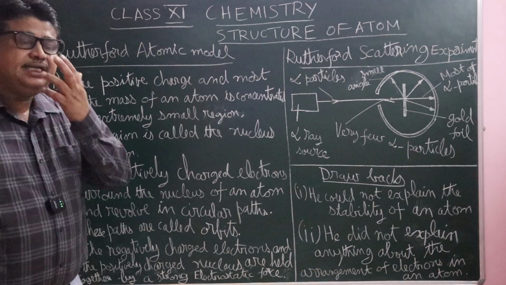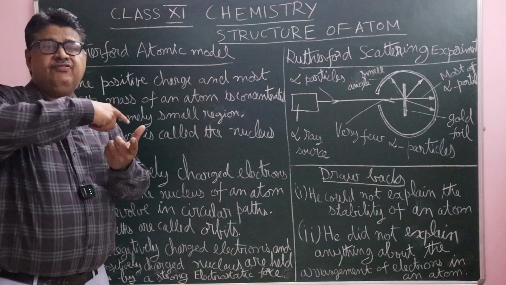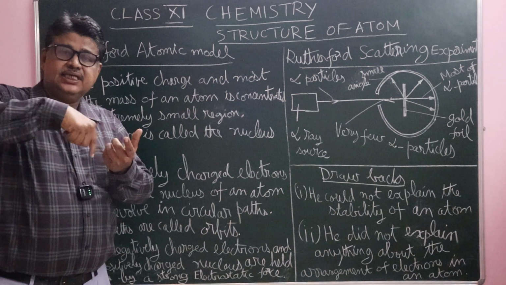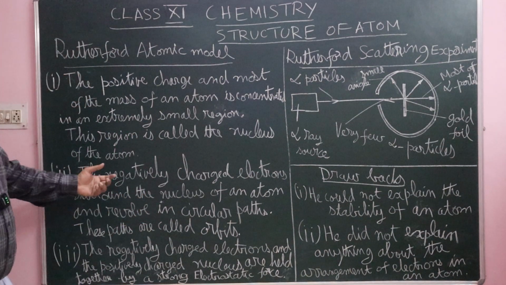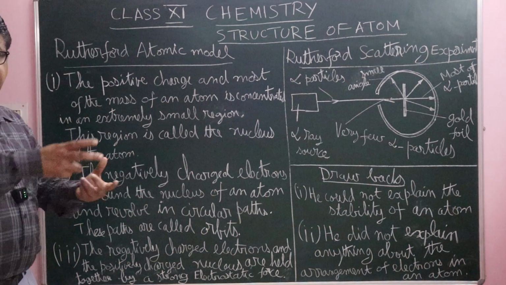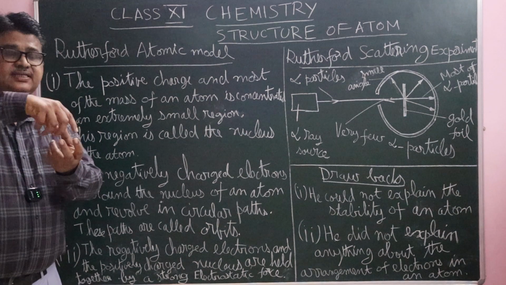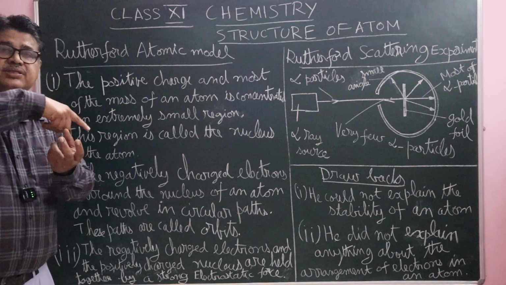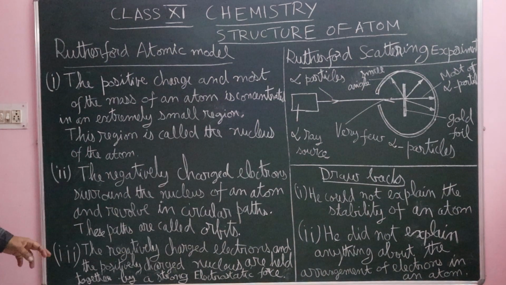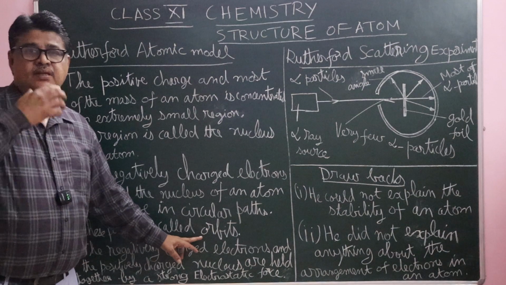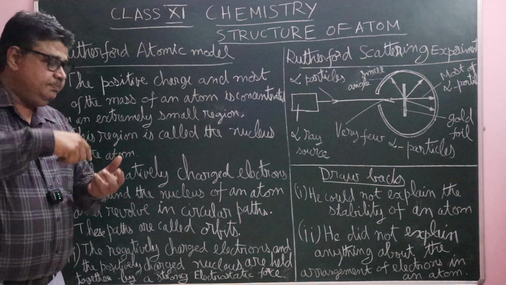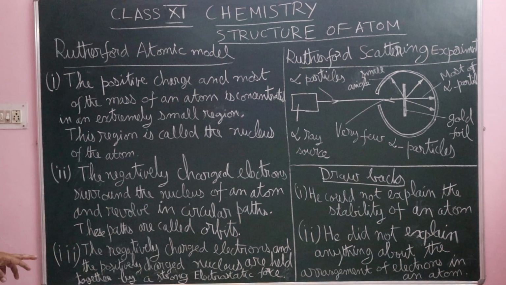He said the negatively charged electrons surround the nucleus of the atom and these electrons revolve in fixed circular paths. The nucleus is at the center. The electrons surround the nucleus and revolve around the nucleus in fixed circular paths. These paths are called orbits. So the paths in which the electrons revolve around the nucleus are called orbits.